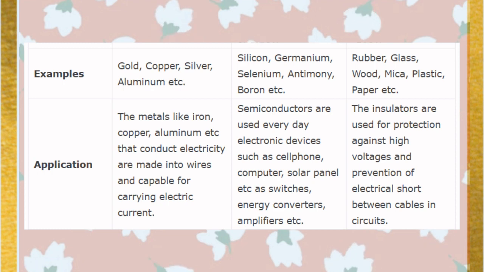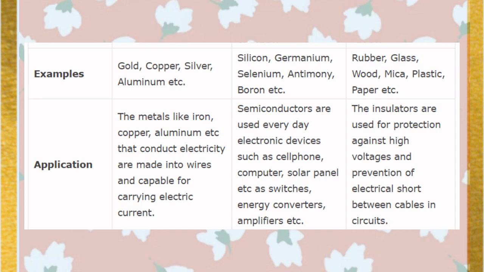Examples: gold, copper, silver, aluminum, etc. Silicon, germanium, selenium, antimony, boron, etc. Rubber, glass, wood, mica, plastic, paper, etc.